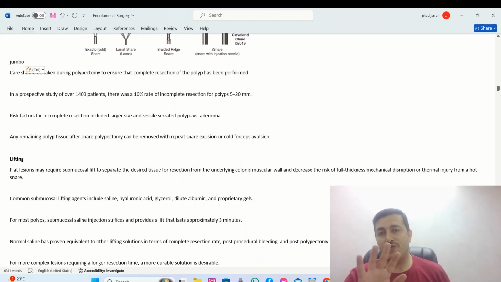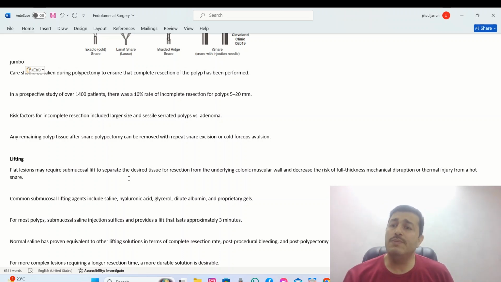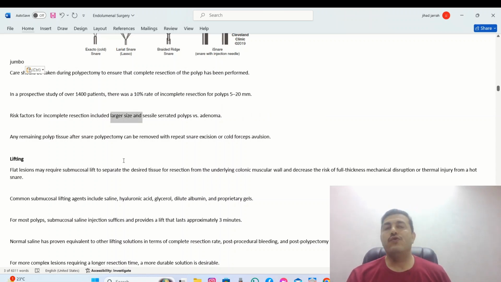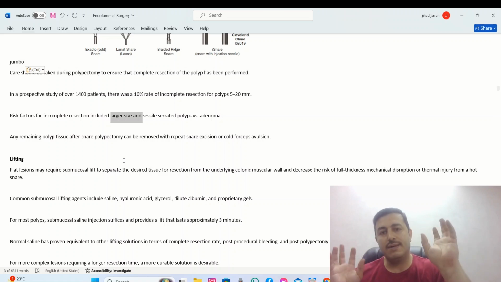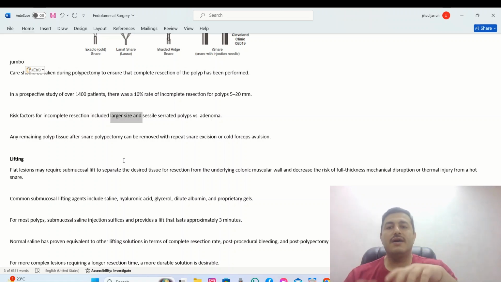After removal of any polyp, we have to assess: did we remove the lesion completely? And what I can see here is that we have two main risk factors for incomplete resection. These are the size, the larger the size, and the type: if we are talking about adenoma, we have two types, the classic adenoma and sessile serrated polyp. These carry the malignant potential. Sessile serrated polyps are at higher risk for incomplete resection when compared to adenoma.